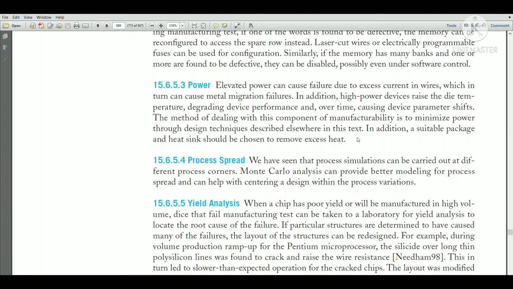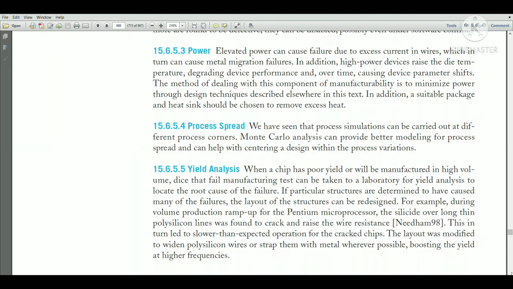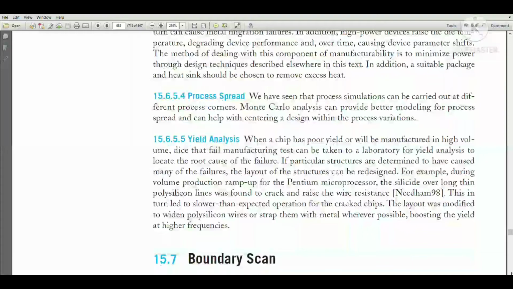So we already discussed this power in the first unit. If you remember, we discussed in detail about the power source there. You can go back and check in lecture number 2 or 3, I think, of this particular section of this subject, VLSI testing.